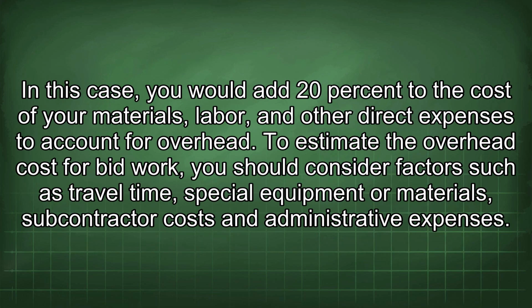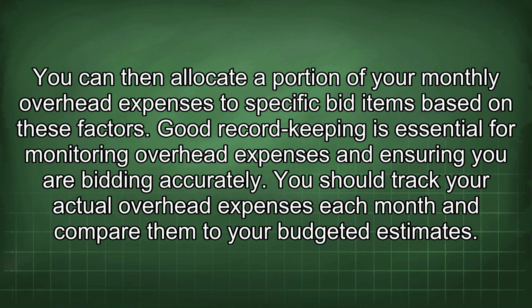In this case, you would add 20% to the cost of your materials, labor, and other direct expenses to account for overhead. To estimate the overhead cost for bid work, you should consider factors such as travel time, special equipment or materials, subcontractor costs, and administrative expenses. You can then allocate a portion of your monthly overhead expenses to specific bid items based on these factors.